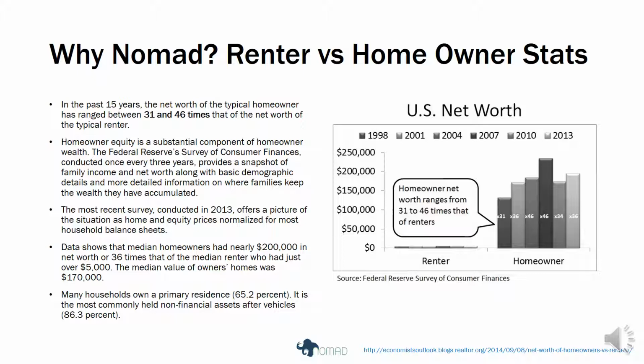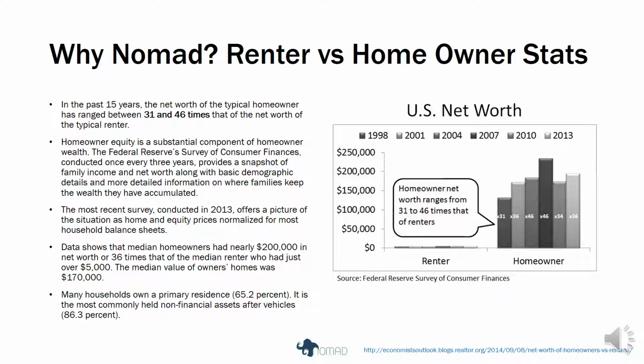The Federal Reserve's Survey of Consumer Finances, conducted once every 3 years, provides a snapshot of family income and net worth along with basic demographic details and more detailed information on where families keep the wealth they have accumulated. The most recent survey, conducted in 2013, offers a picture of the situation as home and equity prices normalize for most household balance sheets. Data shows that median homeowners had nearly $200,000 in net worth, or 36 times that of the median renter, who had just over $5,000.